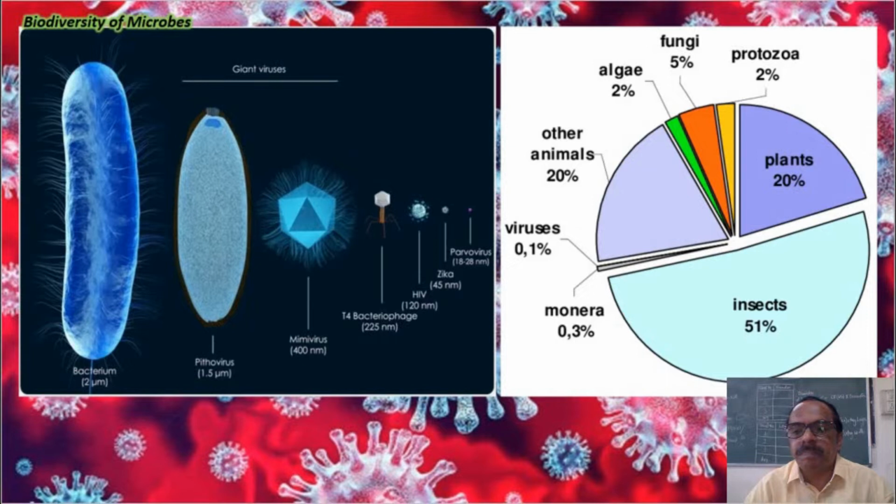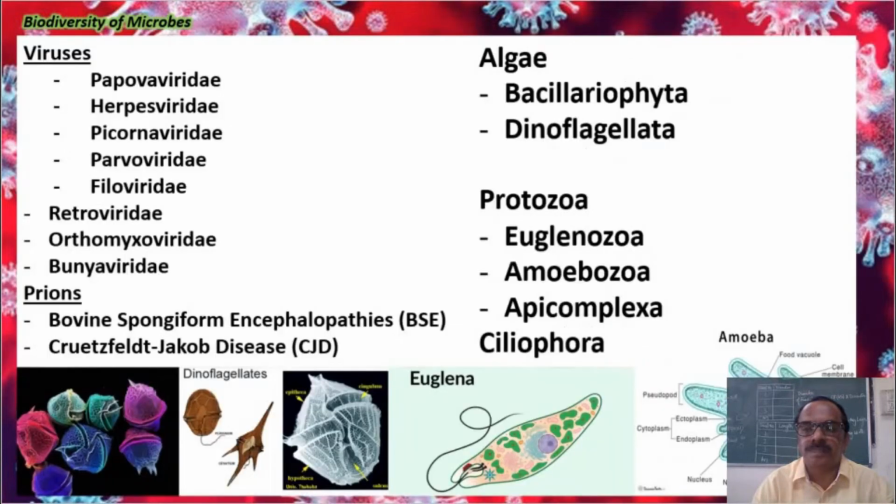The highest number of known organisms come under insects. About 51% of the biodiversity that is known to us belongs to insects. About 20% belongs to plants, and 20% belongs to animals. This is the biodiversity of microbes.